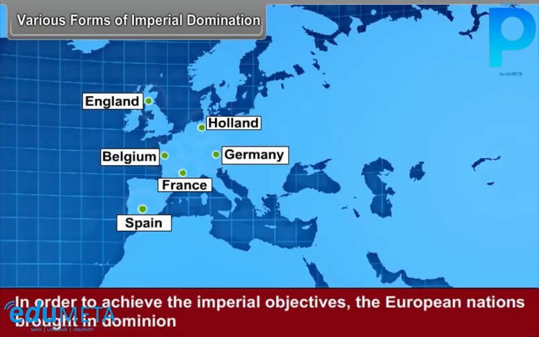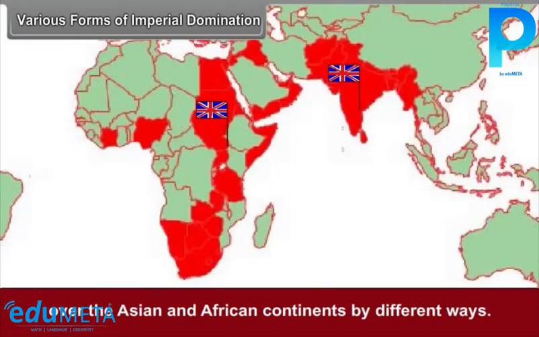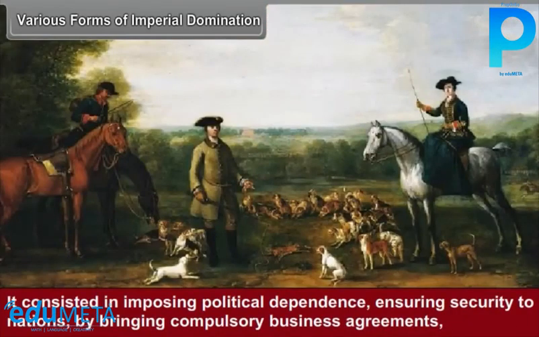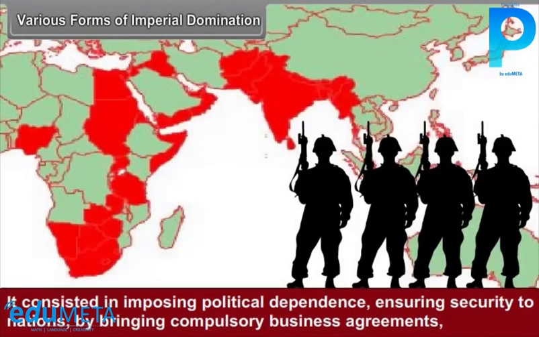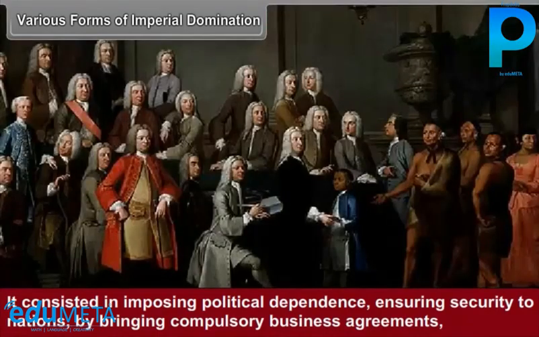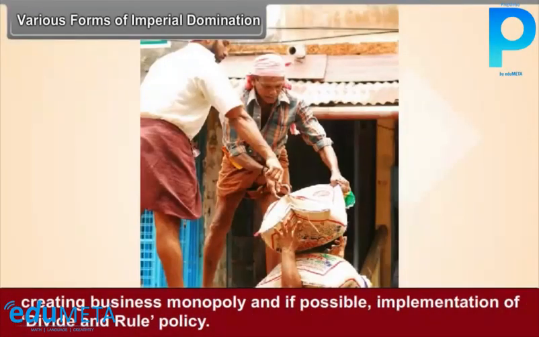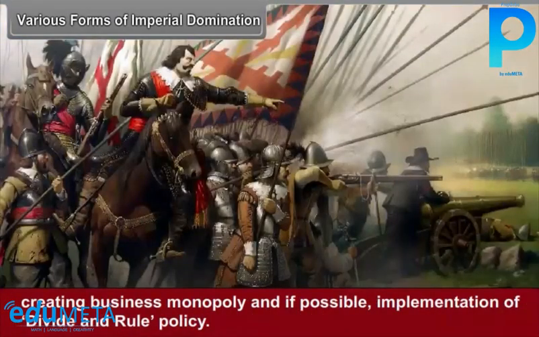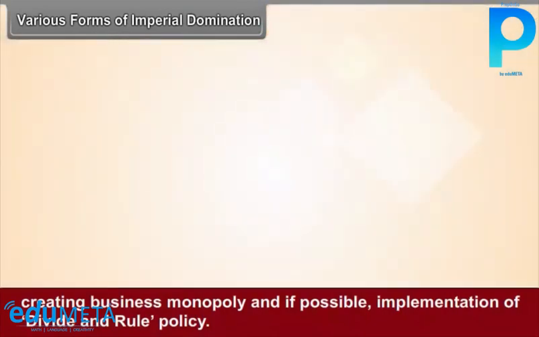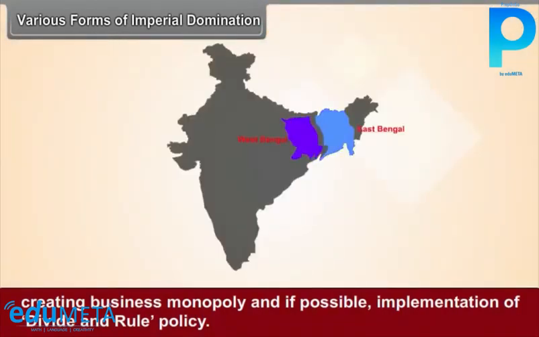In order to achieve the imperial objectives, the European nations brought in dominion over the Asian and African continents by different ways. It consisted in imposing political dependence, ensuring security to nations, bringing compulsory business agreements, creating business monopoly, and, if possible, implementation of the divide and rule policy.